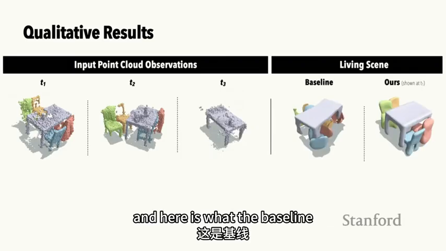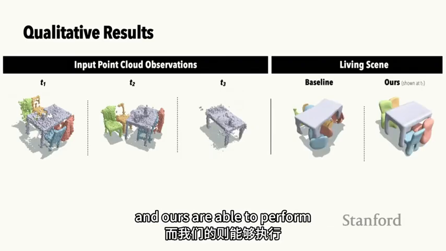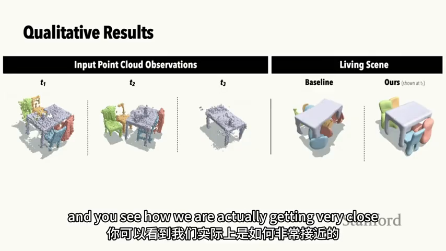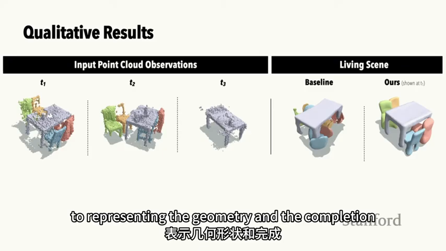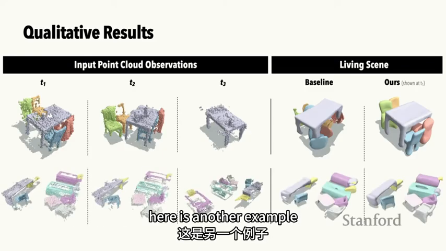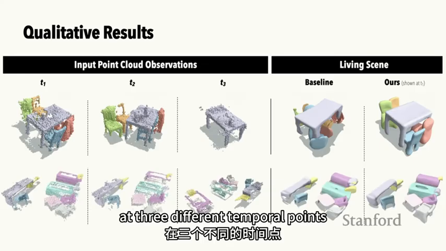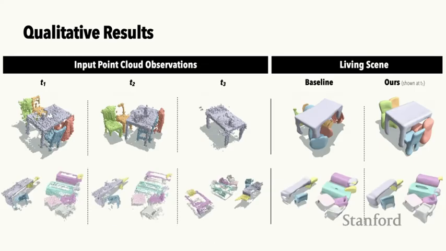And here is what the baseline and ours are able to perform. And you see how we are actually getting very close to representing the geometry and the completion of the object. Here is another example at 3 different temporal points. And again, we outperform the baseline.